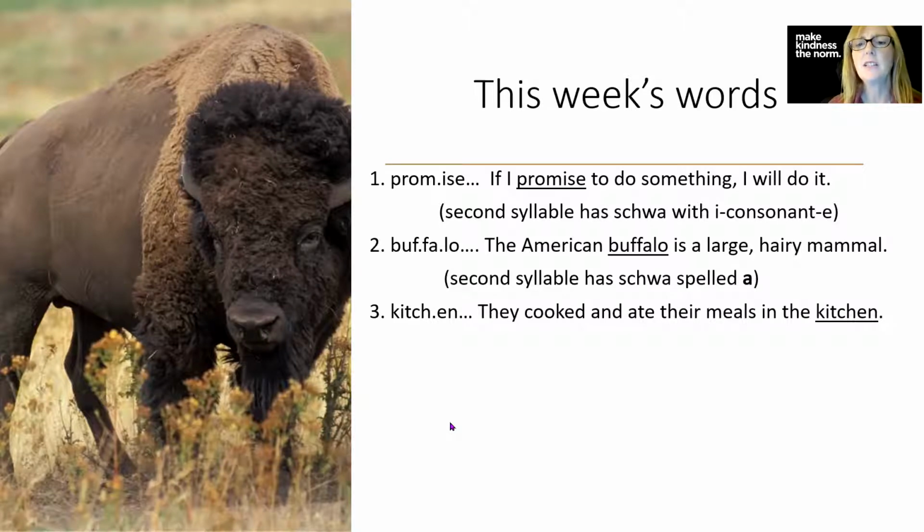Kitchen, they cooked and ate their meals in the kitchen. Kit, I can hear kitch. I can hear very clearly that short I sound before the TCH. And the second syllable has that schwa spelled with an E.